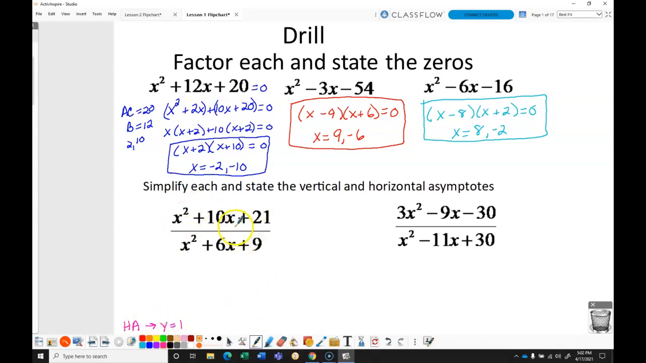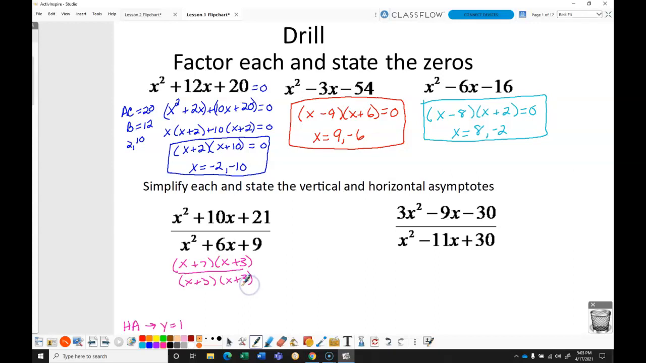Now I actually do have to simplify it to get to the vertical asymptote. So to simplify it, what I should do is factor it. So I want two things that multiply to 21 and add up to 10. So I'm thinking x plus 7 and x plus 3. And now I need two things for this perfect square trinomial. Multiplies to 9, adds to 6. That's x plus 3 times x plus 3.